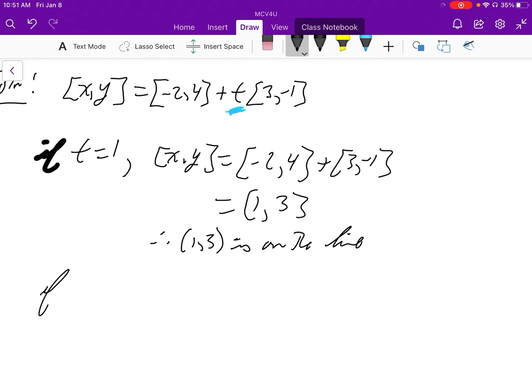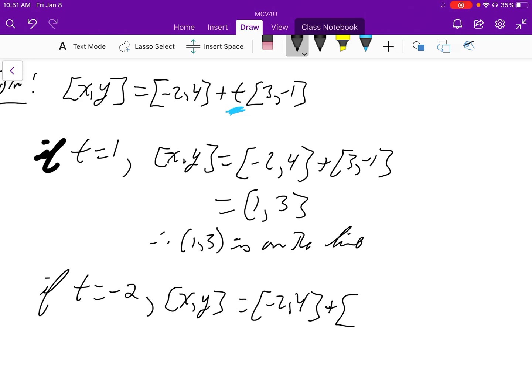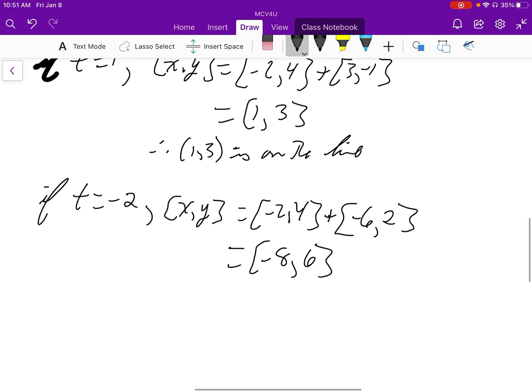If we change the parameter again, let's say it's negative 2, then how do we find the other point? Again, [-2, 4] plus negative 2 times 3 is negative 6. Negative 1 times negative 2 is 2. Add these together, you get negative 8 and 6. So yes, that's OP, right? So the point P that's on the line is (-8, 6).